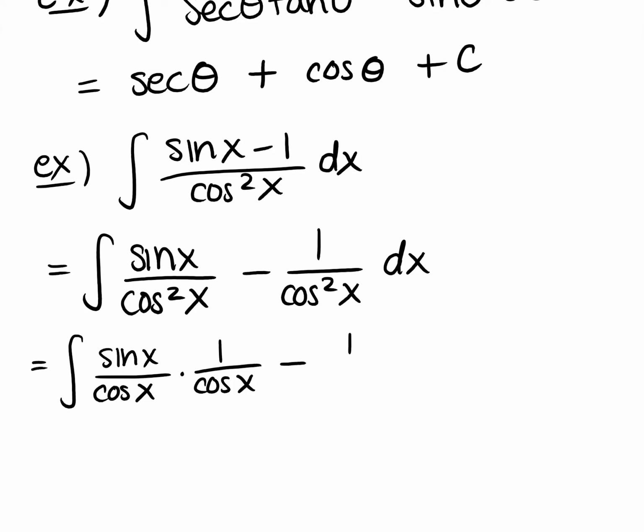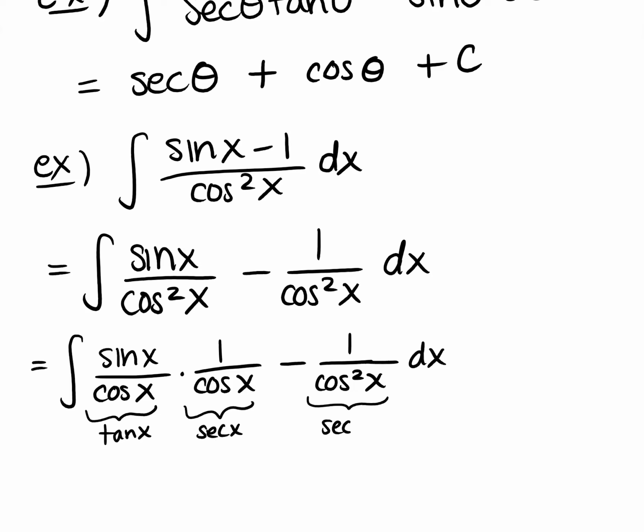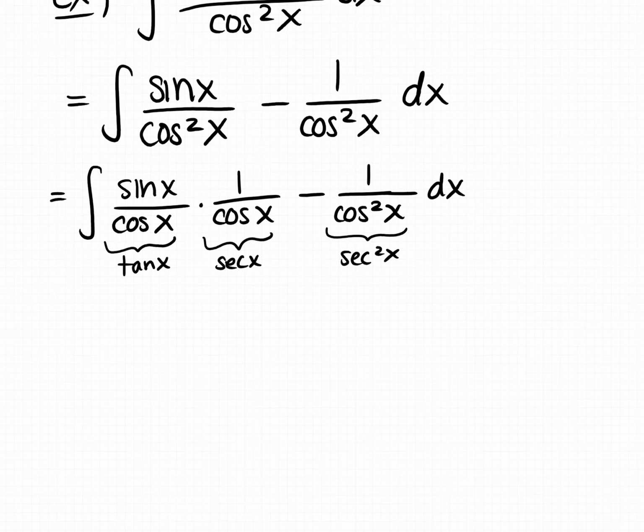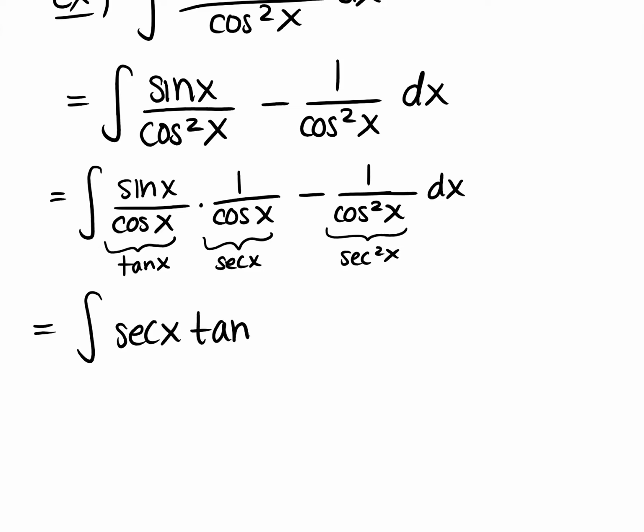And then this is still minus 1 over cosine squared x dx, right? And so why was this useful for me? Well, because what is this right here? This is tangent x, right? What is this? This is secant of x. What is this guy? This is secant squared of x, right? So now we're going to get a situation where I have secant times tangent, secant x, tangent x, order doesn't matter in multiplication, minus secant squared of x dx.